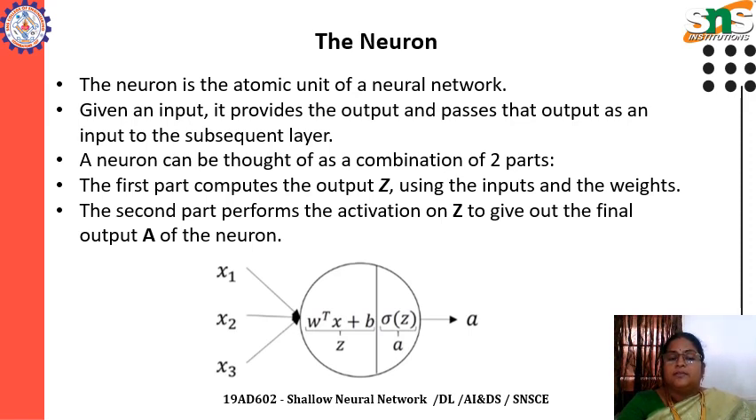The second part has the activation function on Z. So this whole thing, w^T x plus b, is denoted, or we consider it, as Z, and the second part is sigma of Z, which is considered as A. So the output we are getting is A. The second part performs the activation on Z to give the final output A of the neuron. This is the single neuron structure.